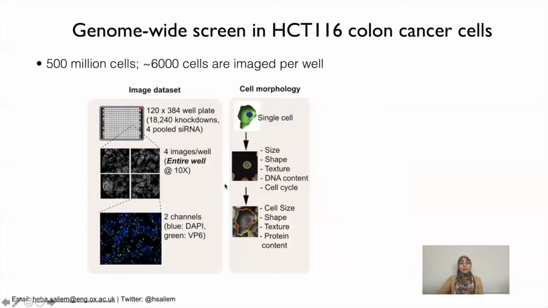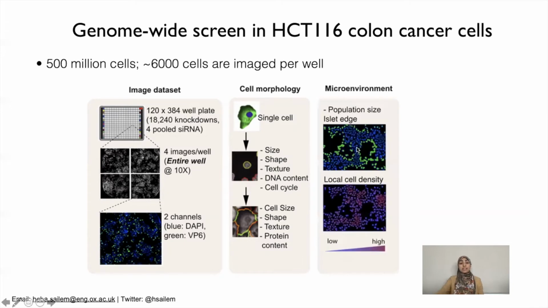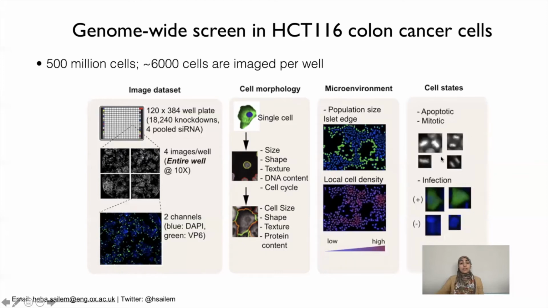And to be able to harness the power of these datasets, the first thing is to use automated image analysis. Here we can use image analysis to segment every nucleus and every cell and extract various features such as size, shape, or texture. Other features we can extract are the context of the cell: whether the cell is at the edge of the colony or not, the local cell density. If it is in the middle of the colony, then it has higher density than if we're going toward the edge of the colony. And also we can train classifiers to identify various cellular states like apoptosis, mitosis, or infection.